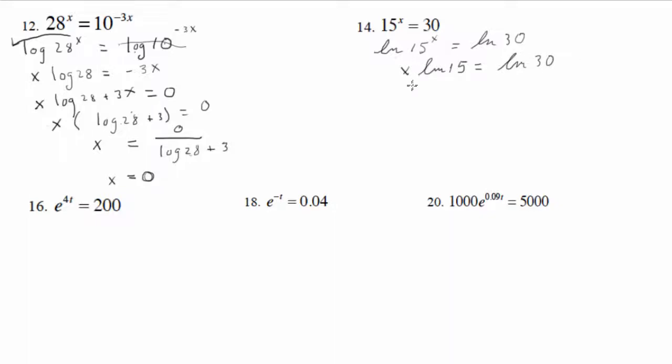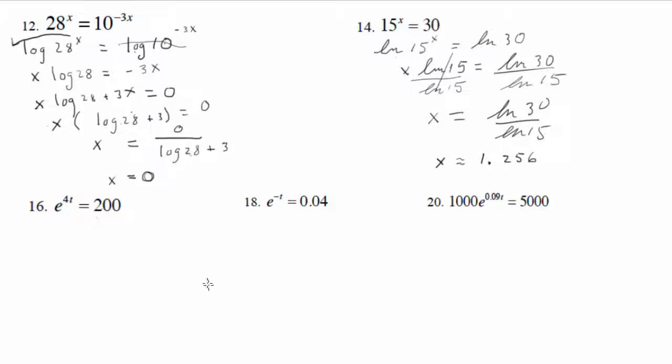And then we go ahead and divide. So I'm going to divide both sides by natural log of 15. And these cancel, leaving x is natural log of 30 over natural log of 15. Now, that's as exact of an answer as we can get. And then we can also put it in a calculator and get an approximate answer. Okay, and it looks like I have 1.256.